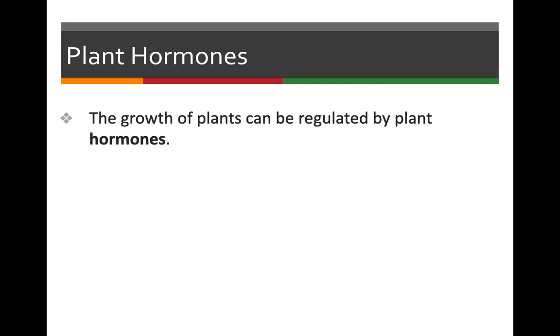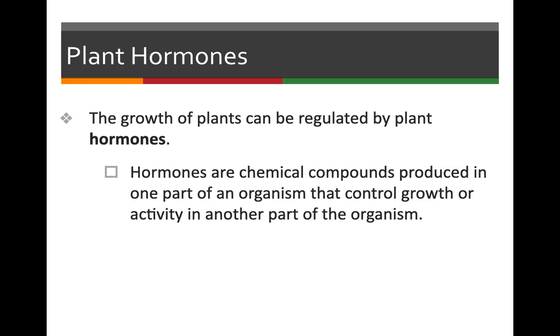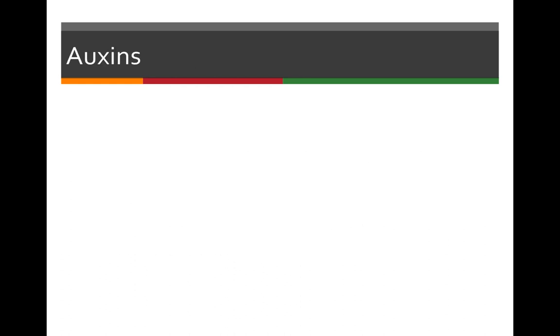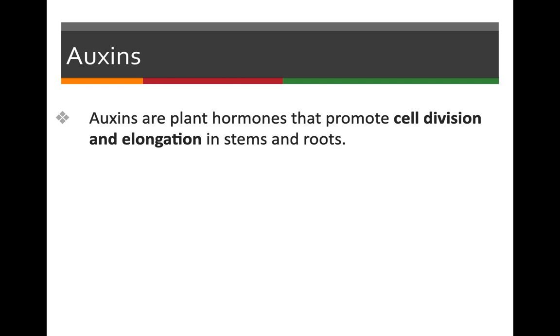The hormones can regulate the growth of plants, and hormones in any organism are chemical compounds produced in one part of an organism that control growth or activity in another part of the organism. There are five main plant hormones, and we'll look at each of those five. The first are the auxins.